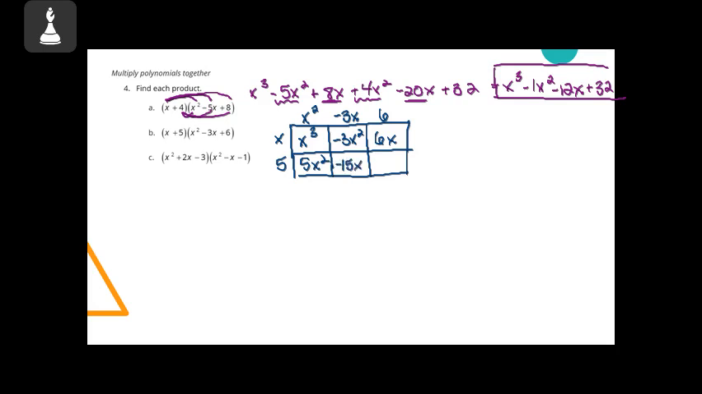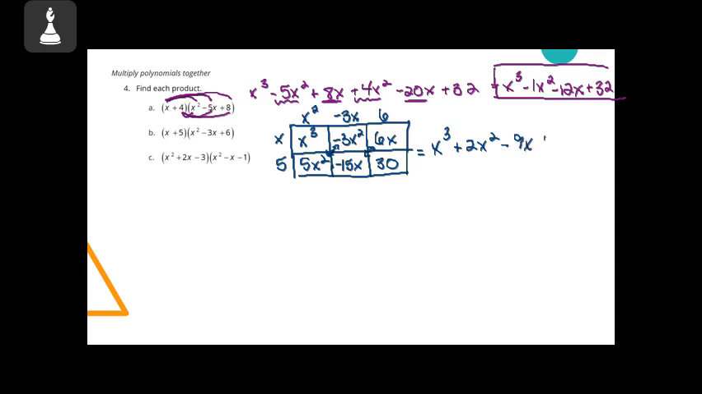Now, your like terms are going to be on the diagonals here. So these two are alike, and these two are alike. So I have x cubed. 5x squared minus 3x squared is 2x squared. Negative 15x plus 6x is negative 9x. And then I have a plus 30 on the end.